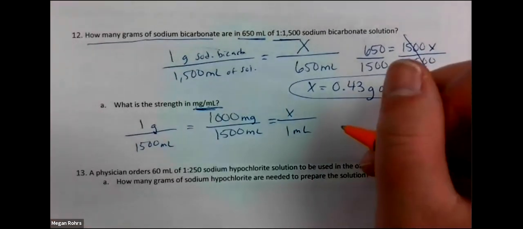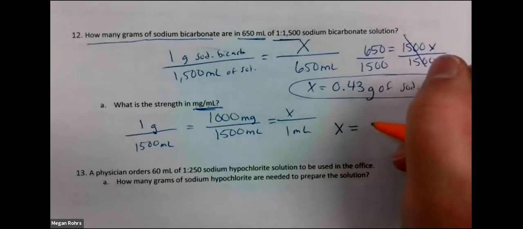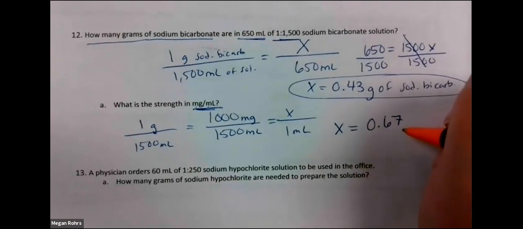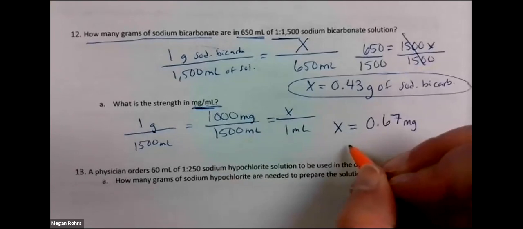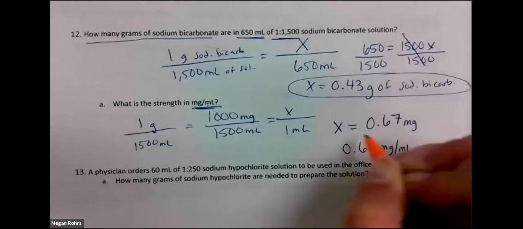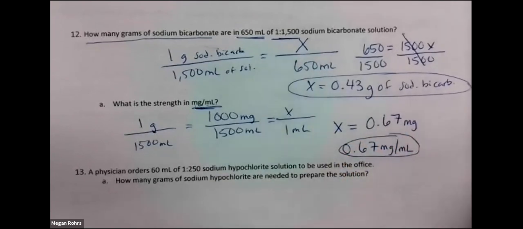So if you enter that in your calculator, x will give you 0.67. I'm just rounding to the nearest hundredth milligrams. So my strength would be 0.67 milligrams per every 1 milliliter.